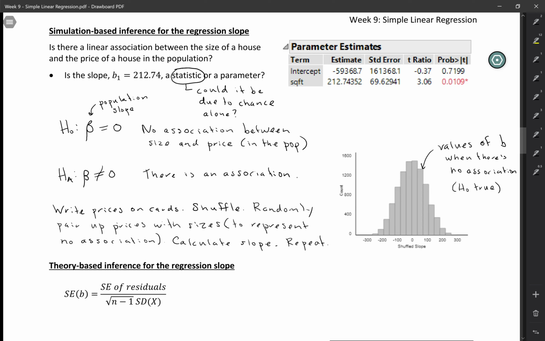So how likely would it be to get our sample slope, the real sample slope, if the null hypothesis were true? To see that, we're going to find 212. That's the slope from our sample. Here's 212. And see how likely it is to get that value or more extreme. But actually we want to look on both sides because this is a two-sided test. We've got not equal in our alternative. So we're going to count the values 212 or more extreme and also include the negatives.